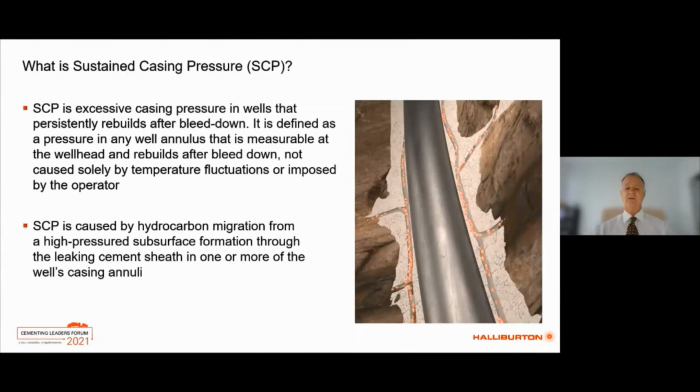All safety regulators require sustained casing pressure elimination. However, test data analysis is mostly qualitative and limited to arbitrary criteria, thereby lacking consensus. Today's presentation will provide insight into industry criteria for identification of sustained casing pressure and acceptable limits.